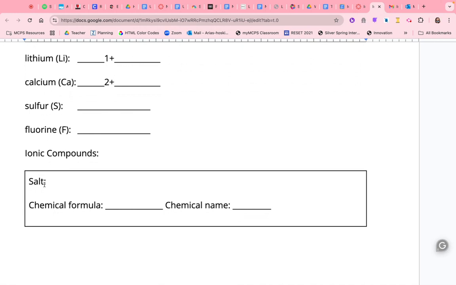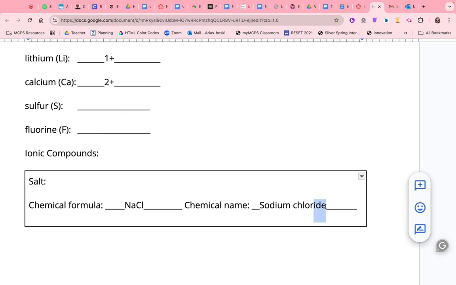Ionic compounds, salt. The chemical formula for salt is NaCl, meaning that it is sodium, Na, which is a metal, and Cl, which is a non-metal. So it's always the metal first and then the non-metal. The name for this one is sodium chloride. Remember, it always ends with IDE. Chloride, okay? Don't forget about that. Not chlorine, but chloride, okay?